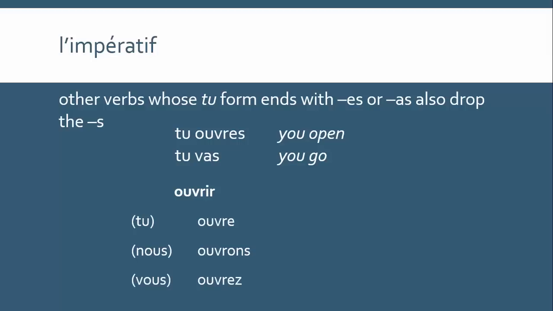Once again, the nous and vous forms are exactly as you would expect them to be. And then aller is va, allons, and allez. So again, the only difference is the lack of S.